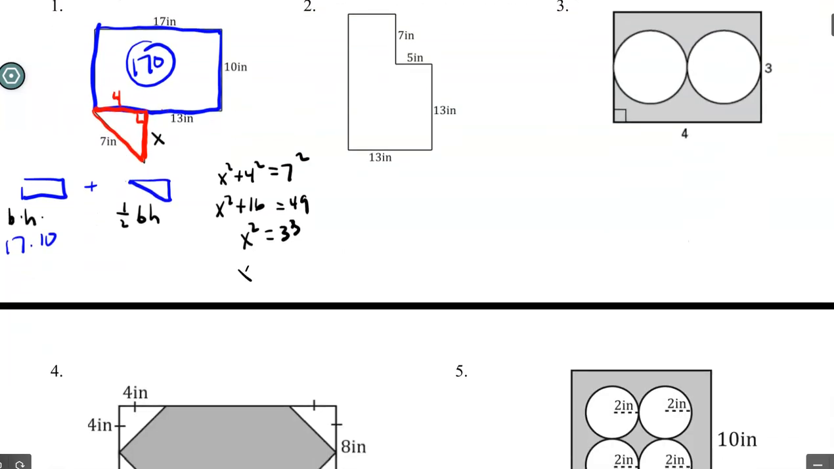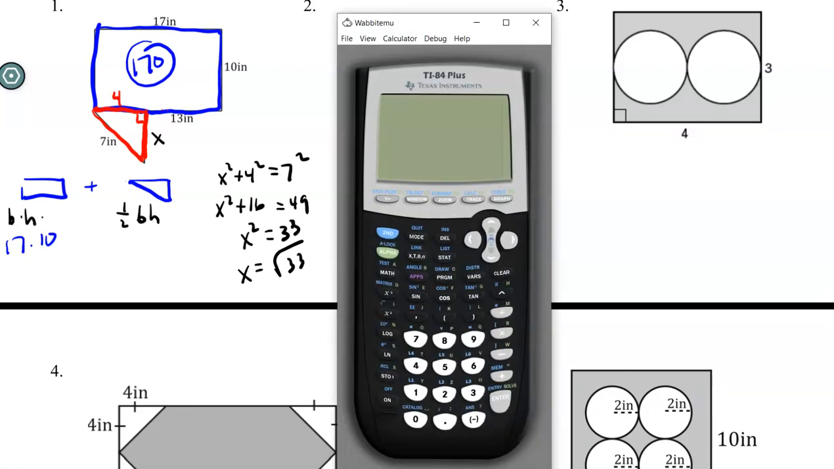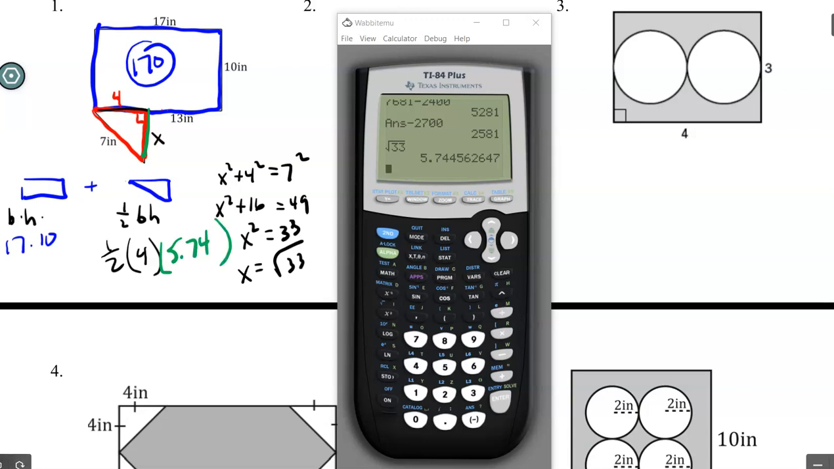And so x is going to be the square root of 33, which let's just bust that out real quick. So second square root 33. It's about 5.74. So when we look right here, 1/2 base times height, we're going to have 1/2 times, and we'll call this the base. And then this spot that we just found here is going to be the height. So this 5.74, and so on. So I'm going to just punch it in.